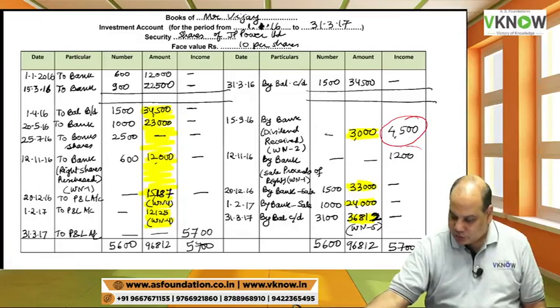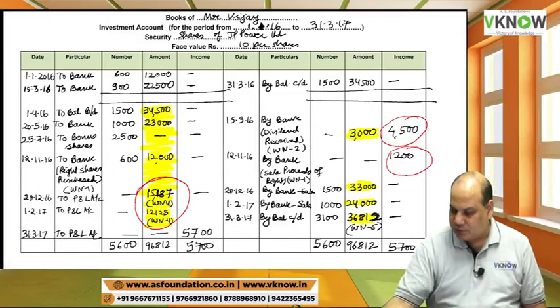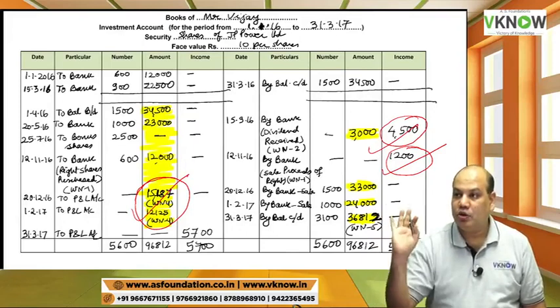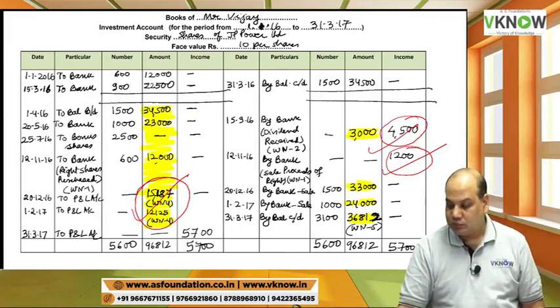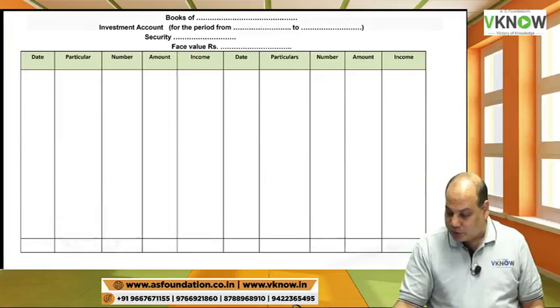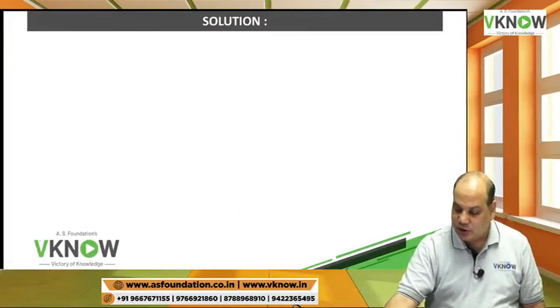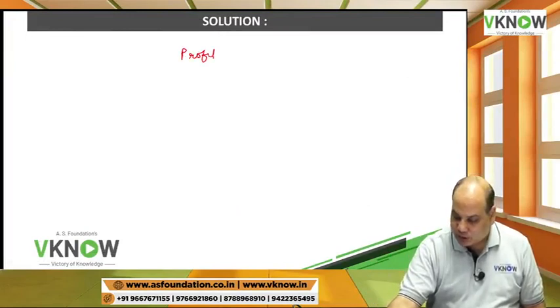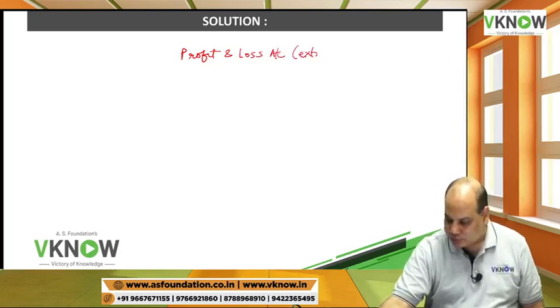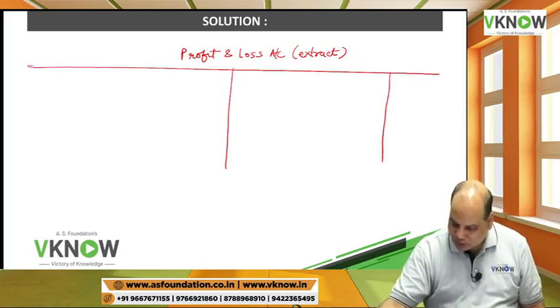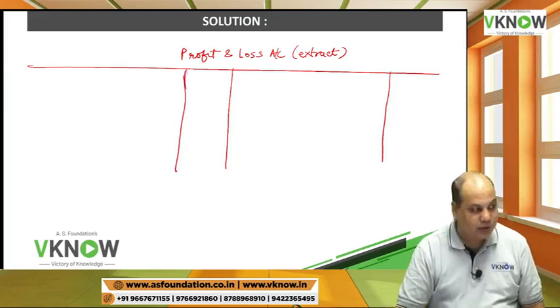dividend income, sale of rights, and profit on sale of investment, these items will go to profit and loss account. Yes or no? So can I make a small profit and loss account extract? Yes. Please write down at the end of the answer: Profit and loss account extract.